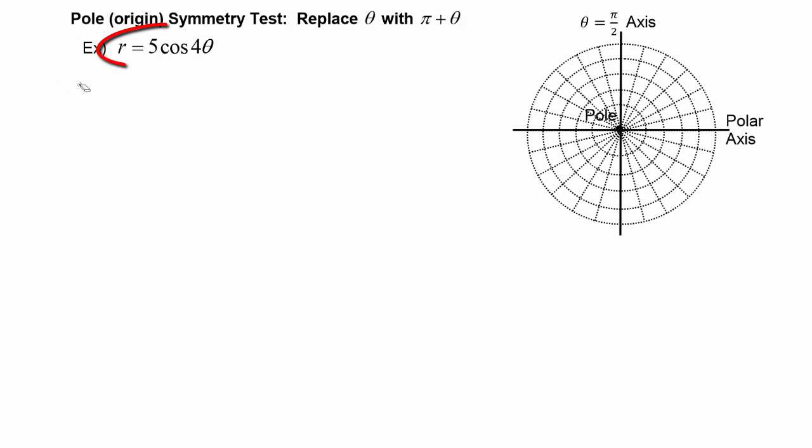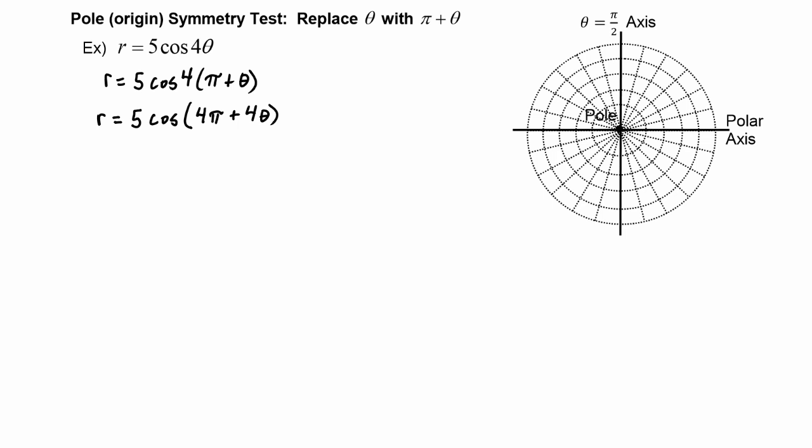So in this example, we are given that r is equal to 5 cosine of 4 theta. So let's do this substitution where we replace theta with pi plus theta. The equation becomes r is equal to 5 cosine of 4 times pi plus theta. So this becomes r is equal to 5 cosine of the quantity 4 pi plus 4 theta.